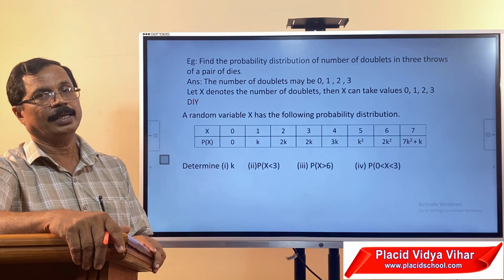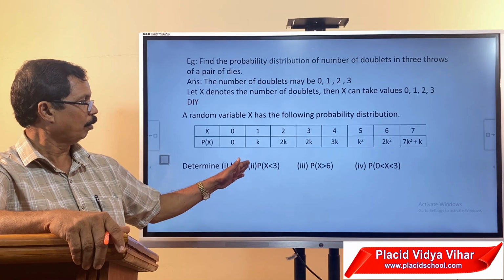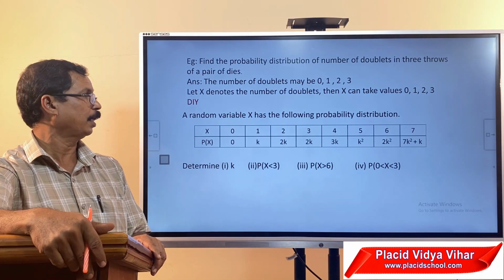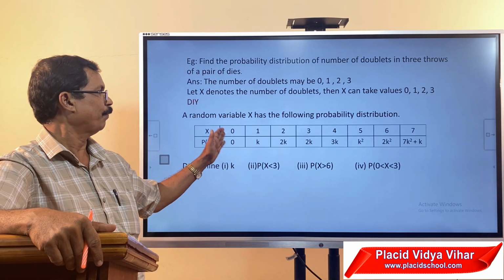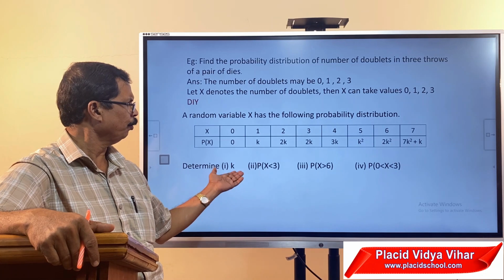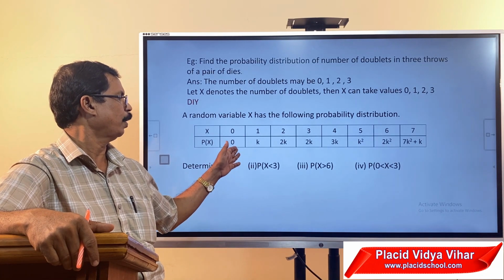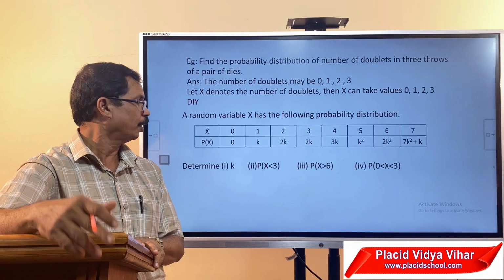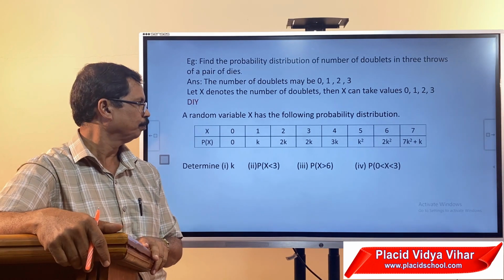Now in the second case, what do you have to do? The probability of x less than 3. It is given that the variable is less than 3, so you have to consider the first 3 cases, that is 0, 1, 2. Then you take the sum, that is 0 plus k plus 2k, and substitute for k. Then you will get the value for the second question.